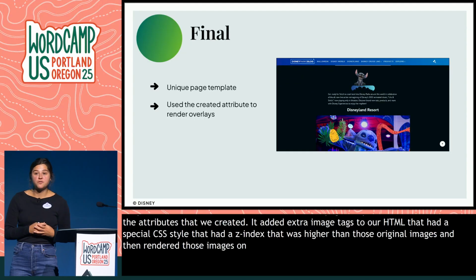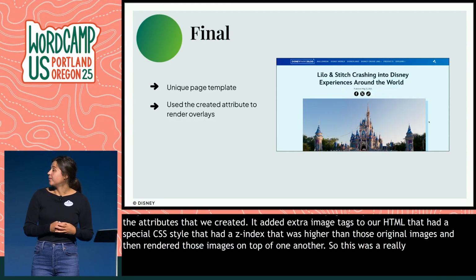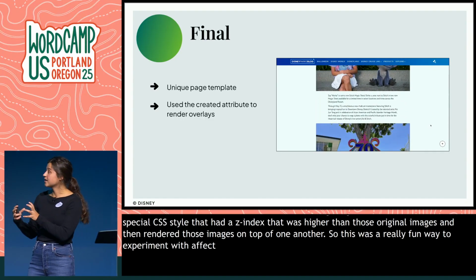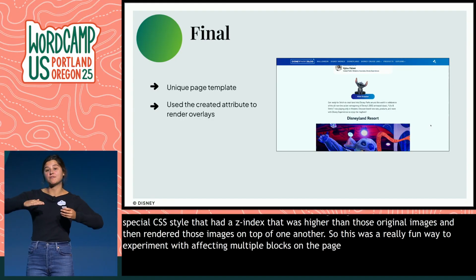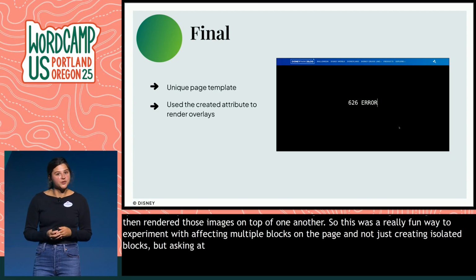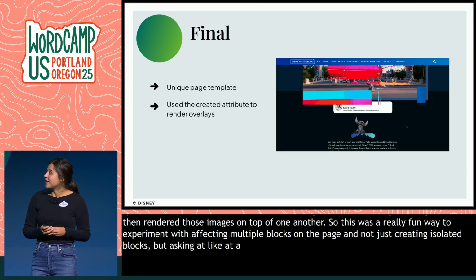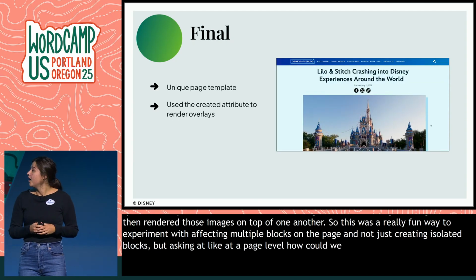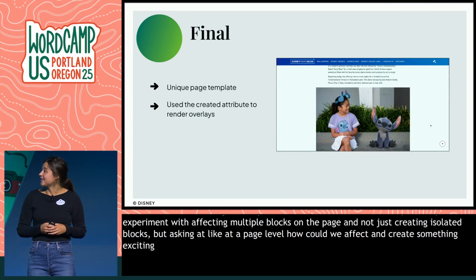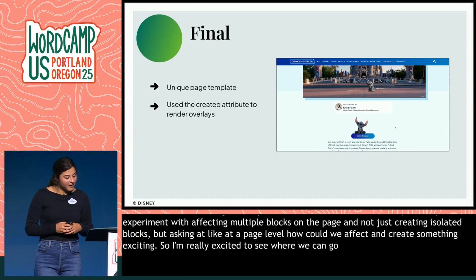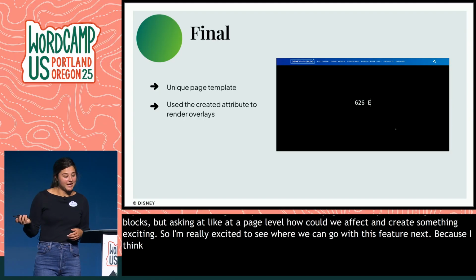So this was a really fun way to experiment with affecting multiple blocks on the page and not just creating isolated blocks, but asking at a page level, how can we affect each block and do something really cool and exciting? So this was a lot of fun, and I'm really excited to see where we go with this feature next, because I think there's a lot more that we can do here. Alrighty, let's move into our final case study.